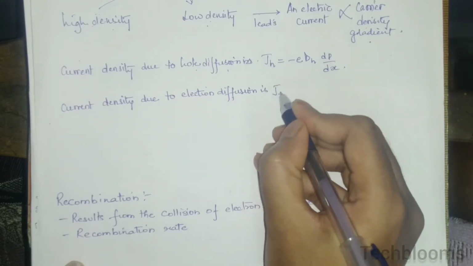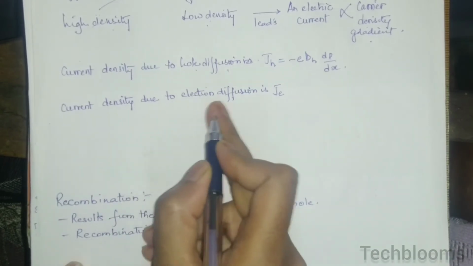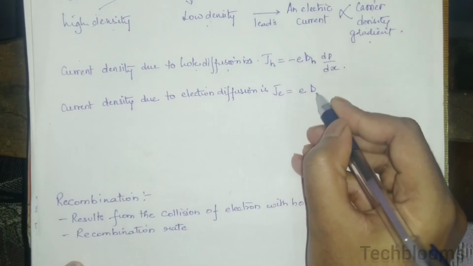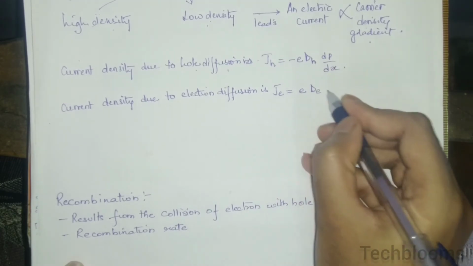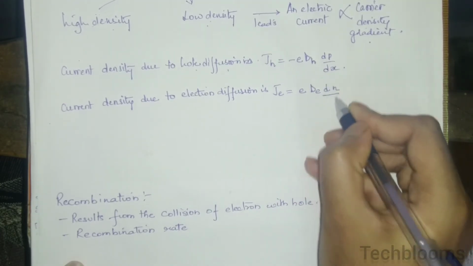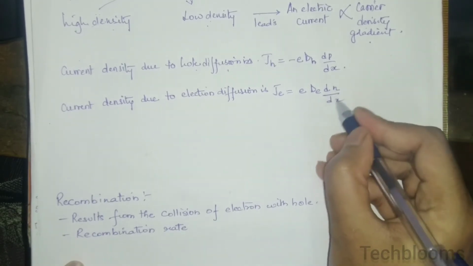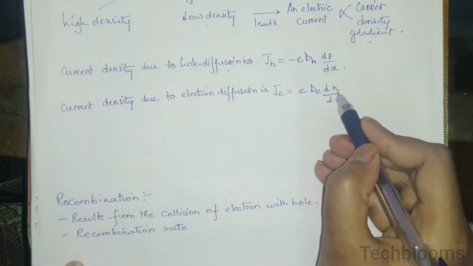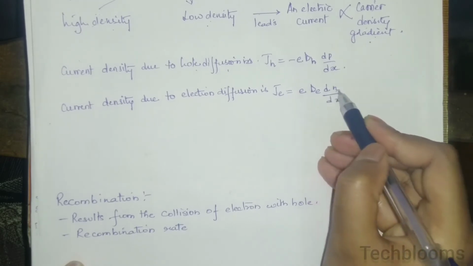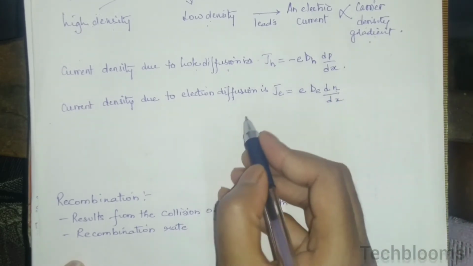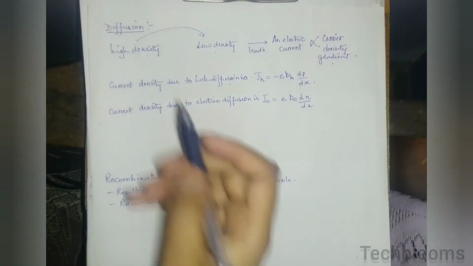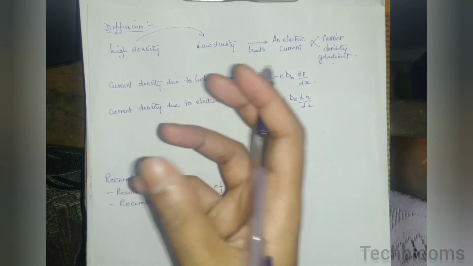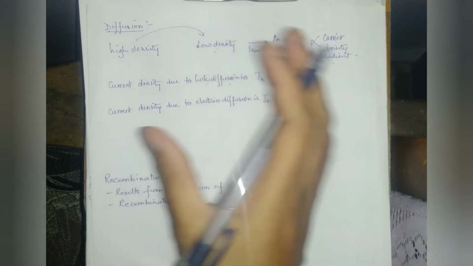Similarly, we have J_E, that is the current density due to electron diffusion, which is nothing but e, D_E, dN by dx. Here dN by dx is nothing but the carrier density gradient of electrons. So N is the electron density. Now this diffusion leads to the redistribution of the charge carriers in a semiconductor, which leads to a potential difference between the different parts of the semiconductor.